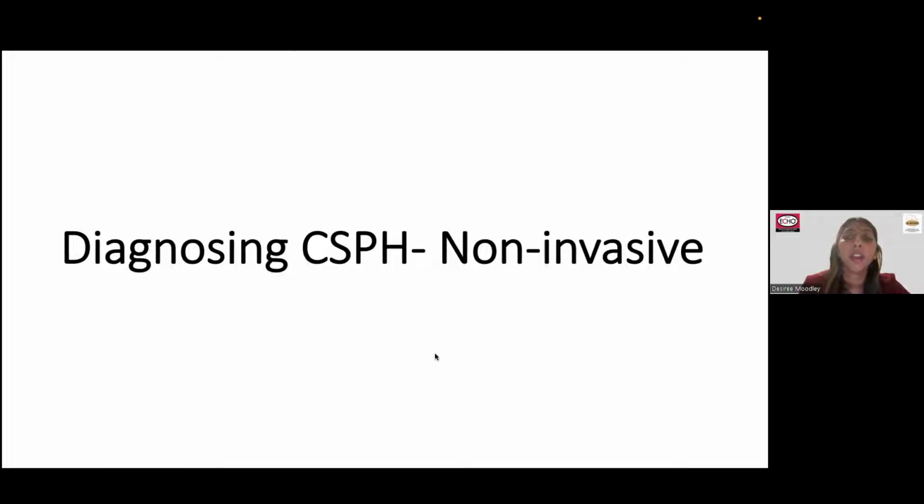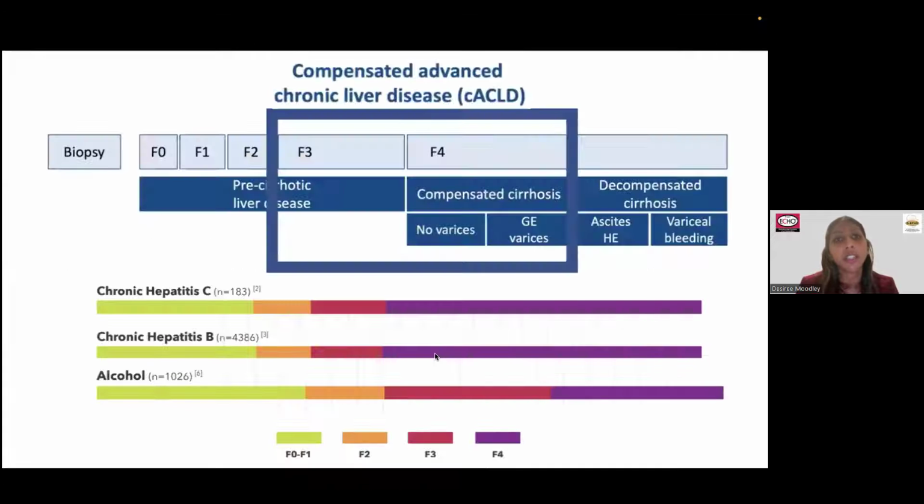Are there other markers, such as a non-invasive way to diagnose clinically significant portal hypertension? And yes, we can. So the Baveno 7 consensus says that we can also use vibration-controlled transient elastography, known colloquially as the FibroScan, which can basically correlate looking at where the fibrosis is from F0 to F4. Obviously, we're looking at a spectrum from pre-cirrhotic to cirrhotic and compensated to decompensated. And depending on the cause, there are different numbers that we can find.